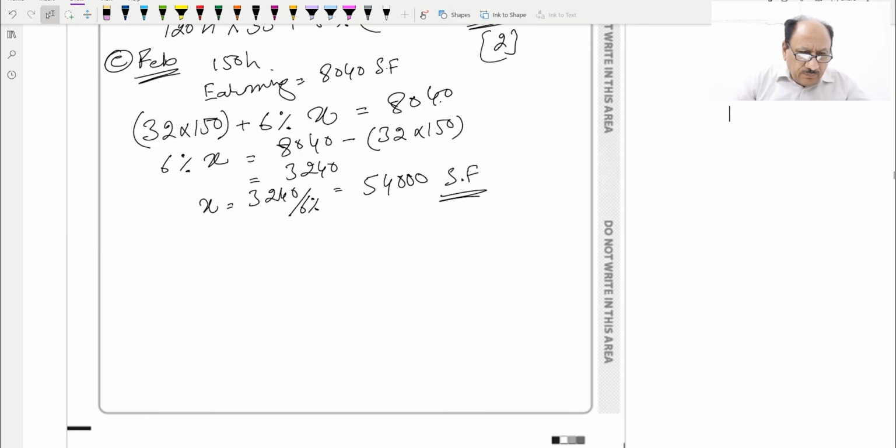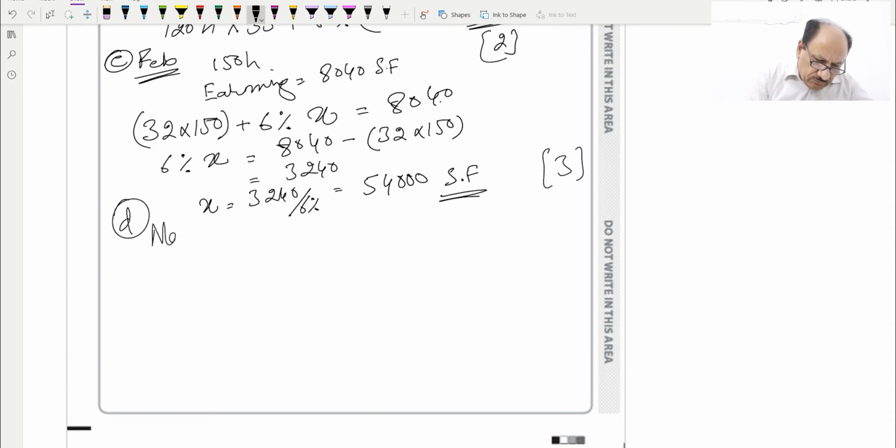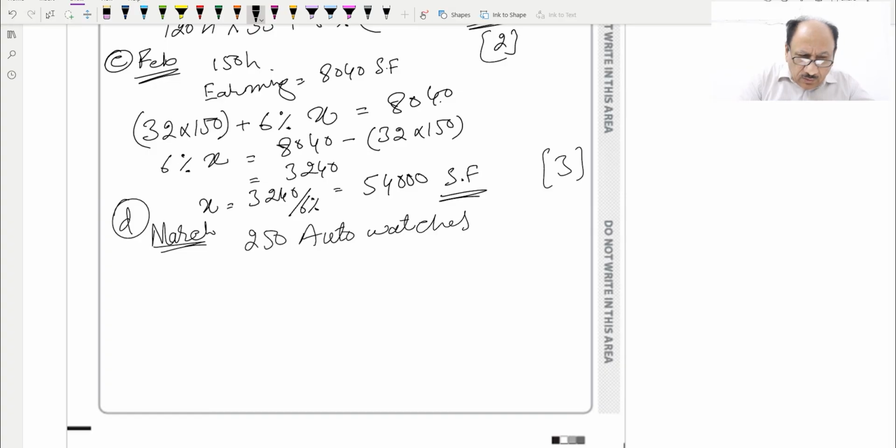Now C part is 3 marks, which we have already completed. Now D part, we can quickly go through. D part says in March, the company makes 250 automatic watches. The cost to make each automatic watch is 80 Swiss francs. So cost is 80 Swiss francs.